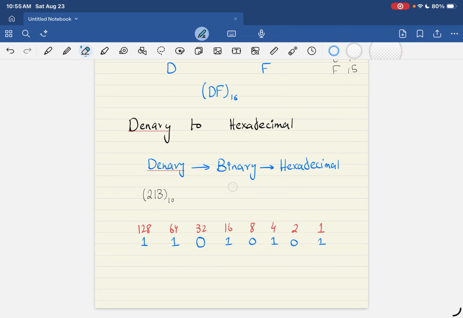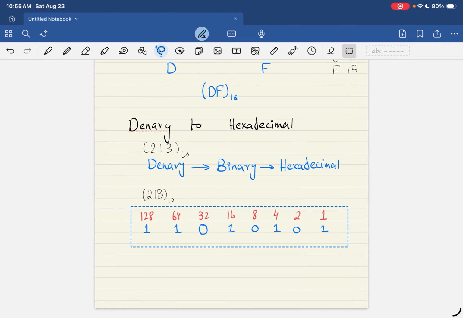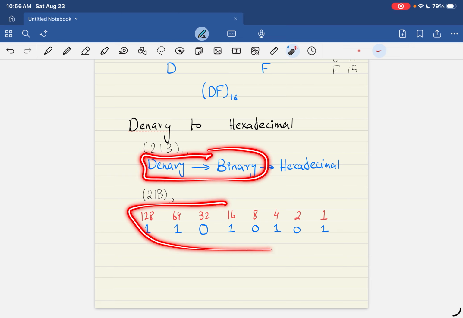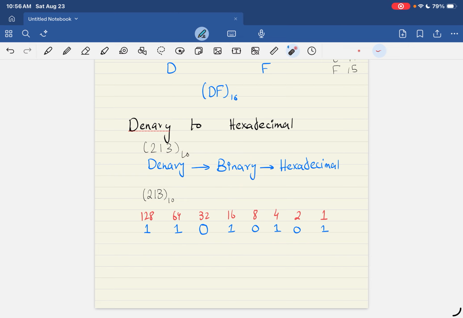All right, so this was the number 213. Let's say this is the number that we want to convert to hexadecimal. And the first thing you do, as I have already specified, is denary to binary conversion. So I've given you 213 to convert it into hexadecimal, but the first thing you do is actually convert it into binary. So you find its binary representation.